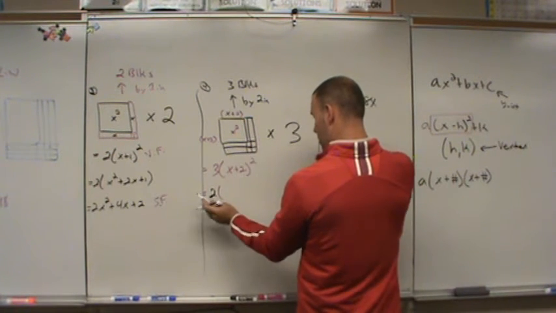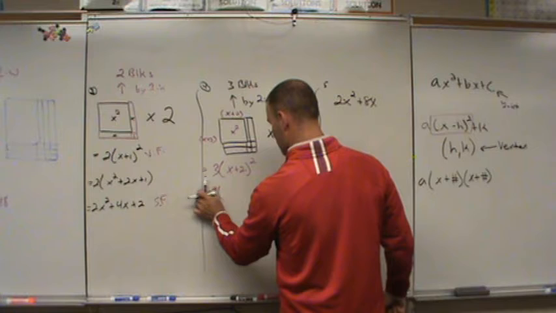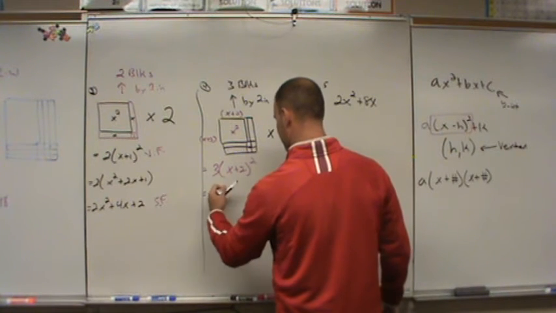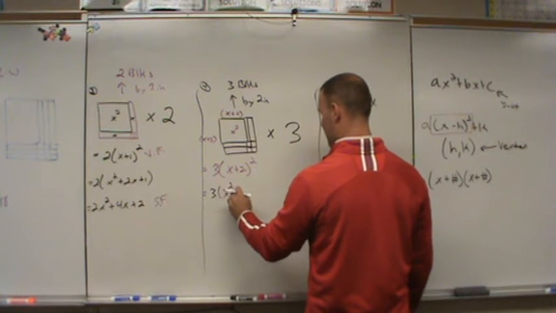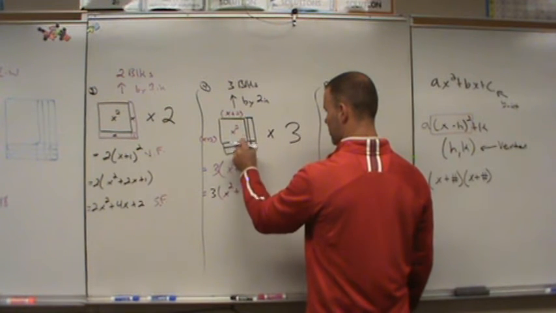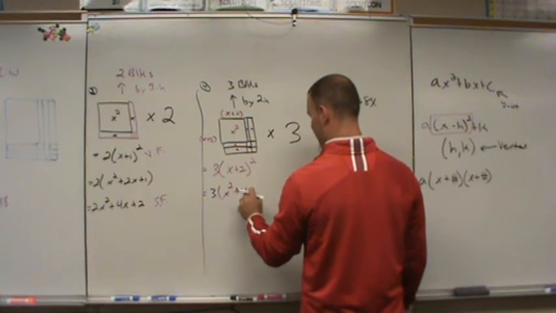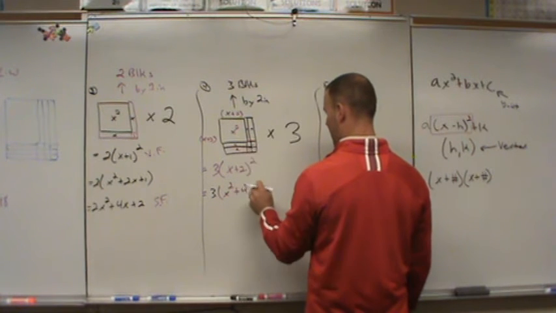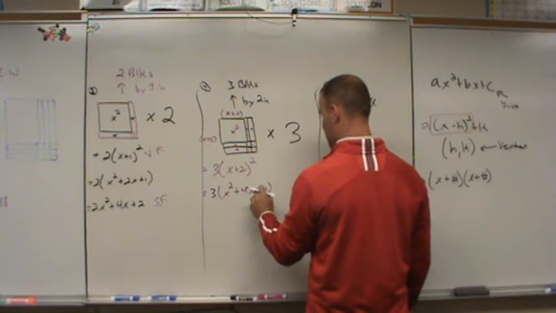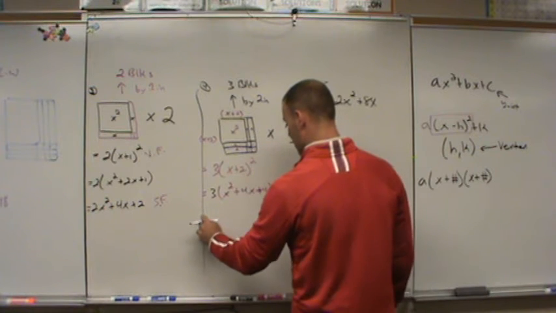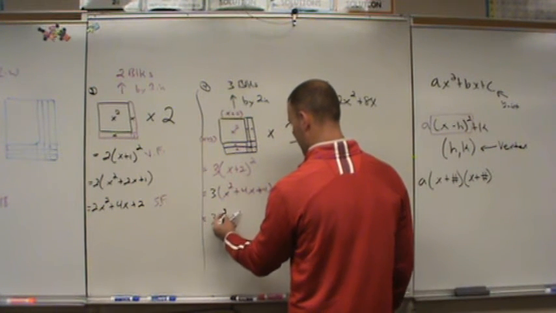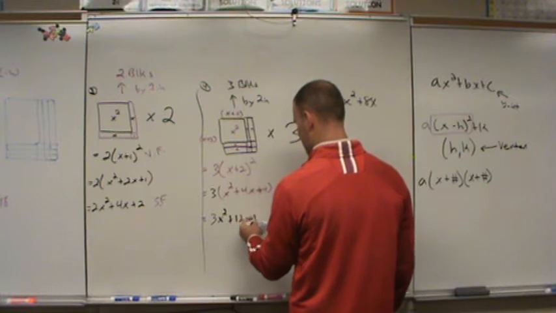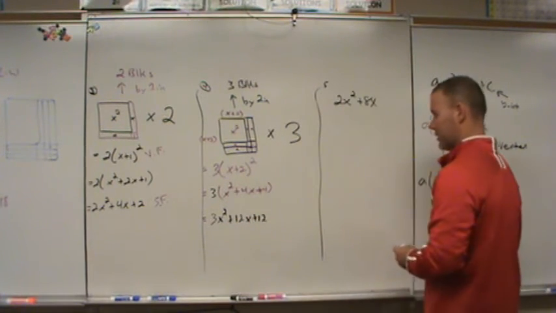A second version, I can put a 3 out front. So a 3, and I have 1 x squared. I have, count on, 1, 2, 3, 4 x's, and I have 4 single unit squares. The standard form of this is going to be what? 3x squared plus 12x plus 12. That's what that's going to be.